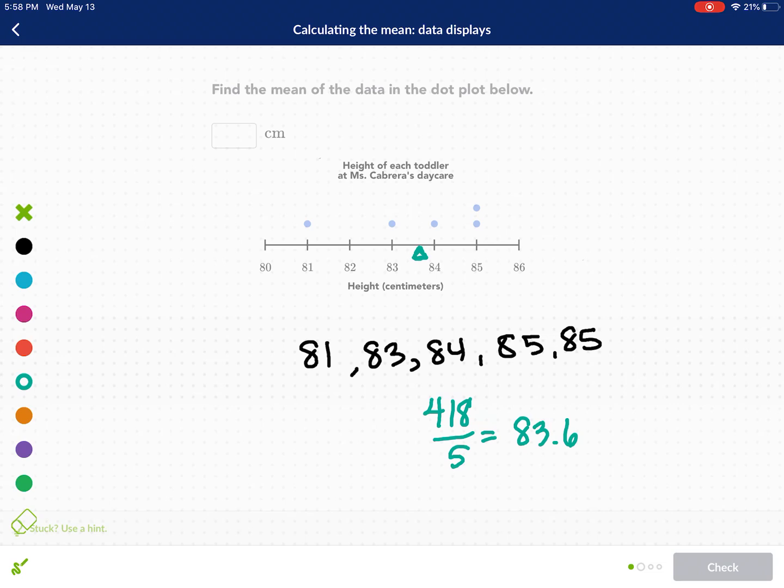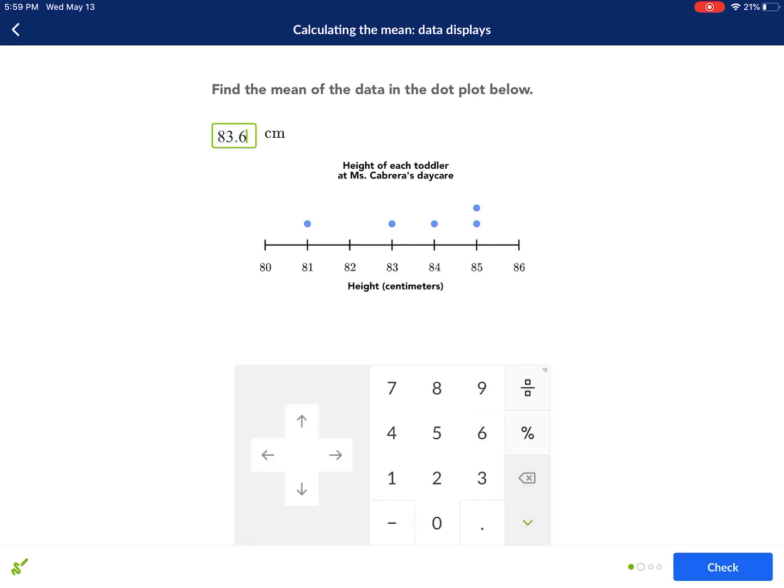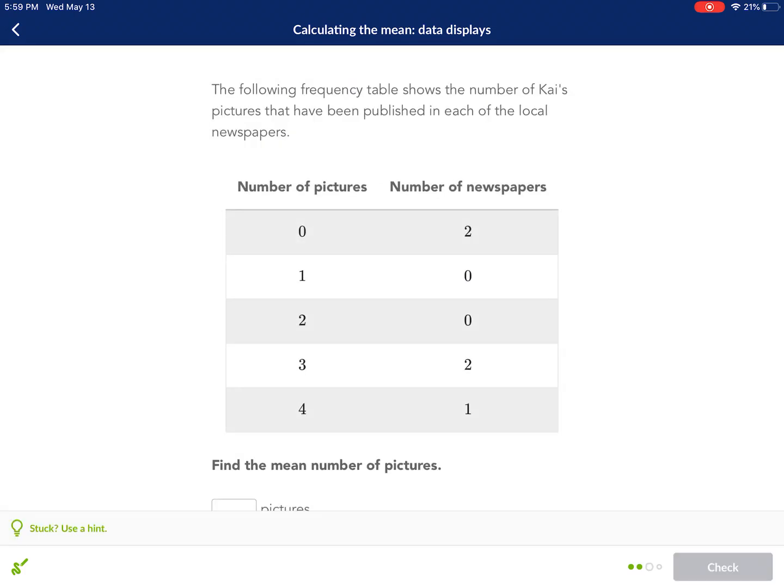But anyway, the mean is definitely affected by an outlier, just like if you were to get a poor grade on something, that really drags your average down. Or if you get a really high grade that is not typical for you, that really pulls the average up. So anyway, 83.6 seems pretty reasonable there. So let's type that in. 83.6 and check. Yay. All right. Let's go on to the next question.